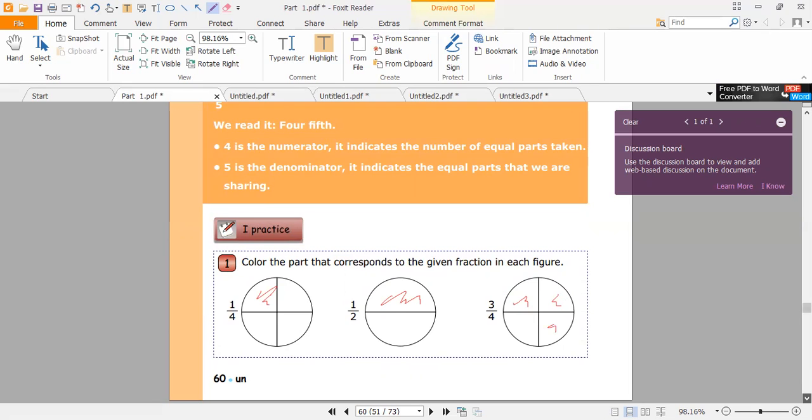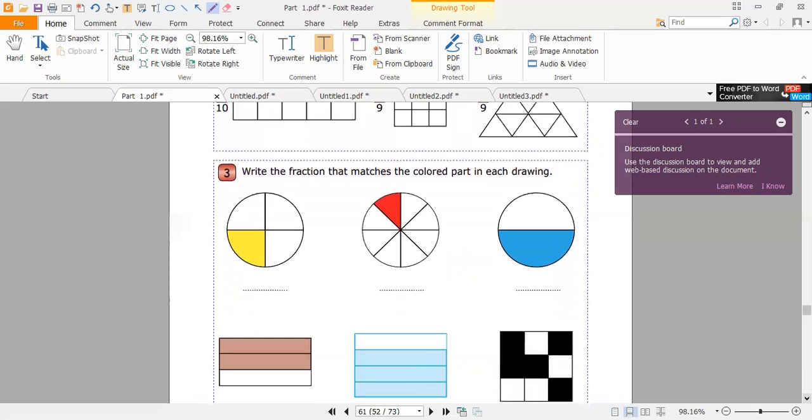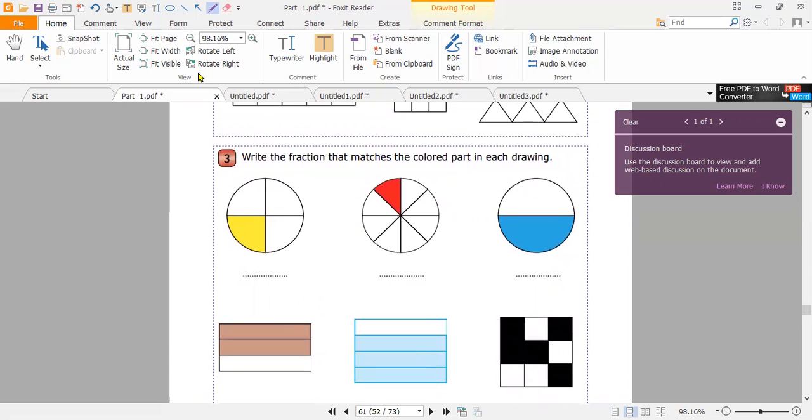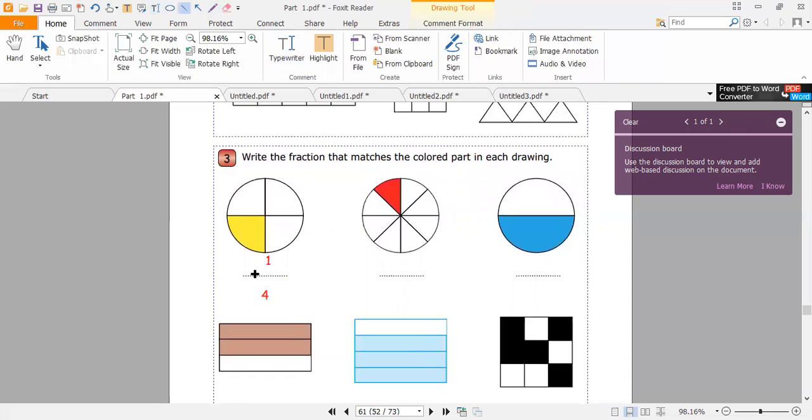Now let's do exercise 3, page 61. We have to write the fraction for each figure. Now let's count together the total equal parts. How many equal parts? 1, 2, 3, 4. So 4 represents the denominator. How many colored parts? 1. So the answer is one-fourth. Look at the fraction.